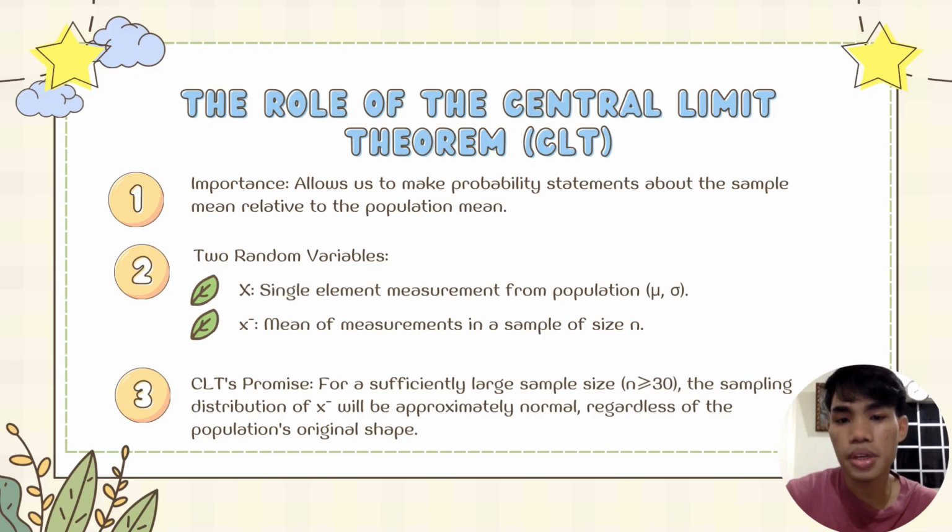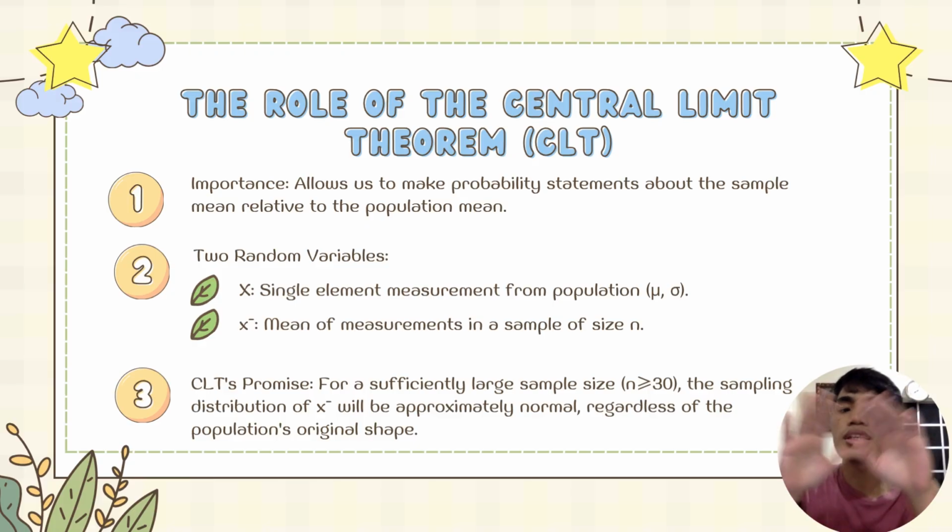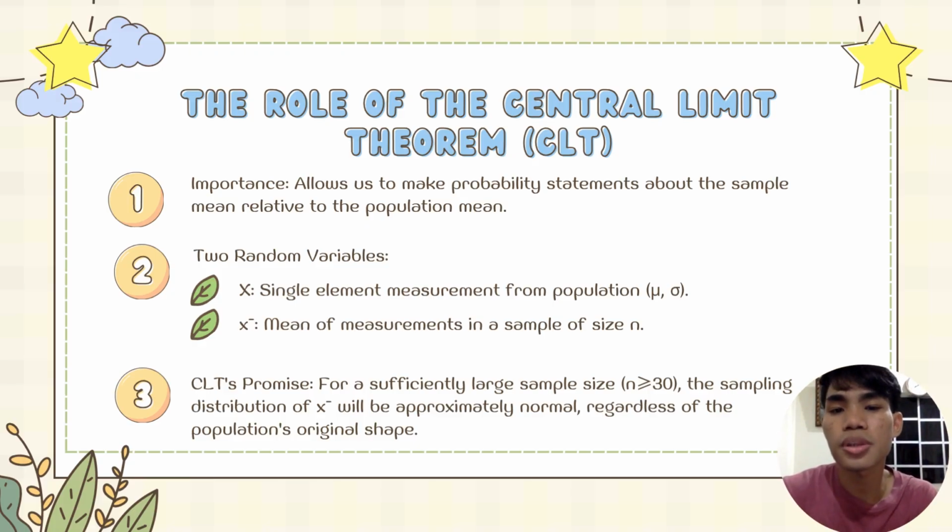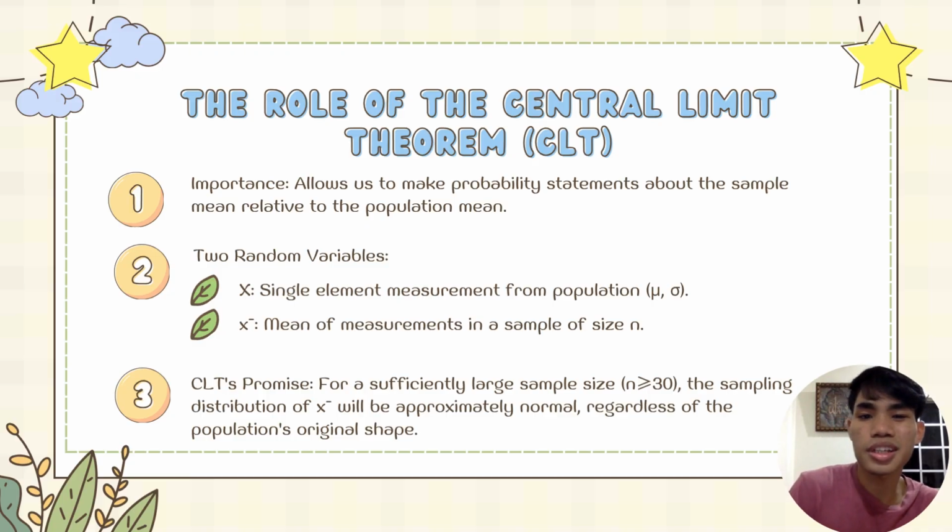If your sample groups are big enough, usually 30 or more people, then the averages you get from those groups will almost always form a bell-shaped curve like this, a normal distribution. This is powerful because it lets us predict how often we will see a certain sample average, even if we don't know everything about the whole population. It's like turning a random average into a predictable pattern, so you can predict a random average based on the bell shape.